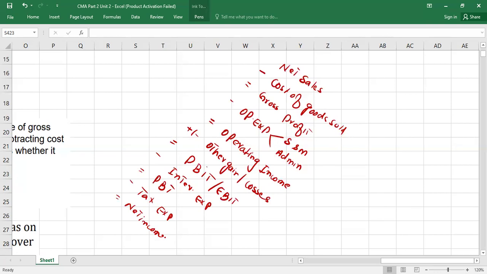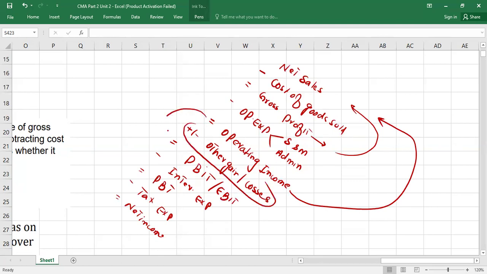So guys, whenever we calculate the gross profit ratio, we need this value, gross profit, and we will divide it by net sales. Whenever you want the operating profit ratio, we need this operating income and we will divide it by the net sales. But if there are no other gains or losses, in that scenario your operating income is equal to profit before interest and tax, right? So sometimes these 2 terms can be used interchangeably, operating income or profit before interest and tax.